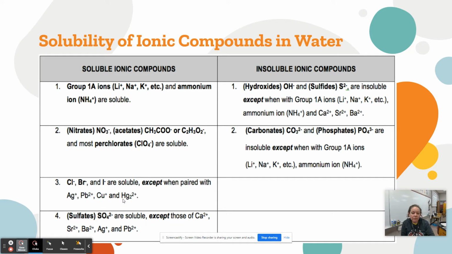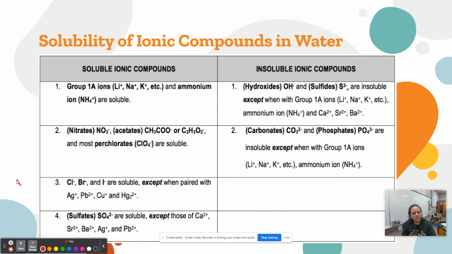Like I said, you don't have to be able to memorize this, but you do have to be able to look at the chart and read it. So if you have something that says, for example, magnesium chloride, you would look at number 3 and you say, okay, chlorine is soluble, except when it's paired with silver, lead, copper, or mercury. Well, is it paired with one of those? No, it's paired with magnesium. So that would tell you that it is soluble.